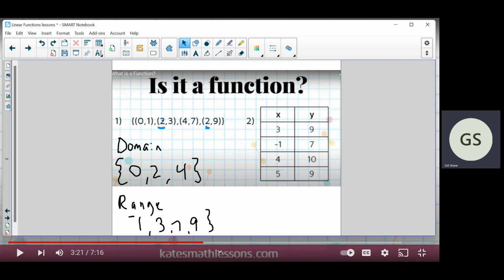Oh, that's a really horrible bracket. So brackets are supposed to look like that. So, God, I can't write with this pen. This pen's horrible. So anyway, there's your domain and your range for number 1.